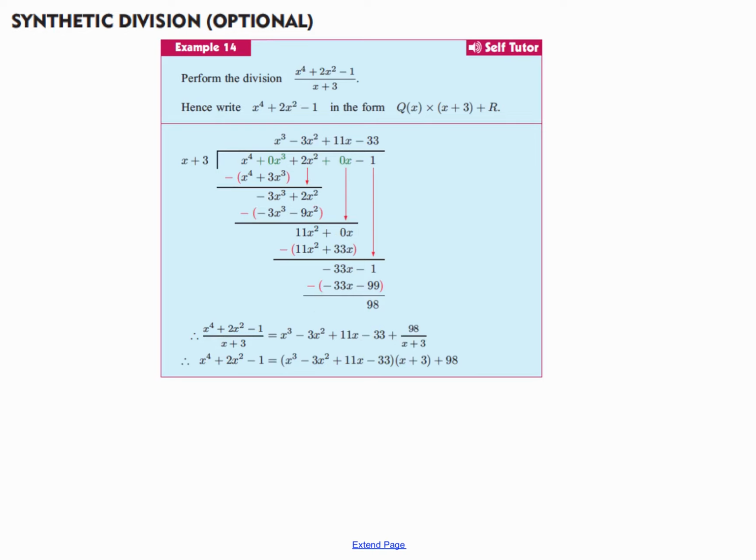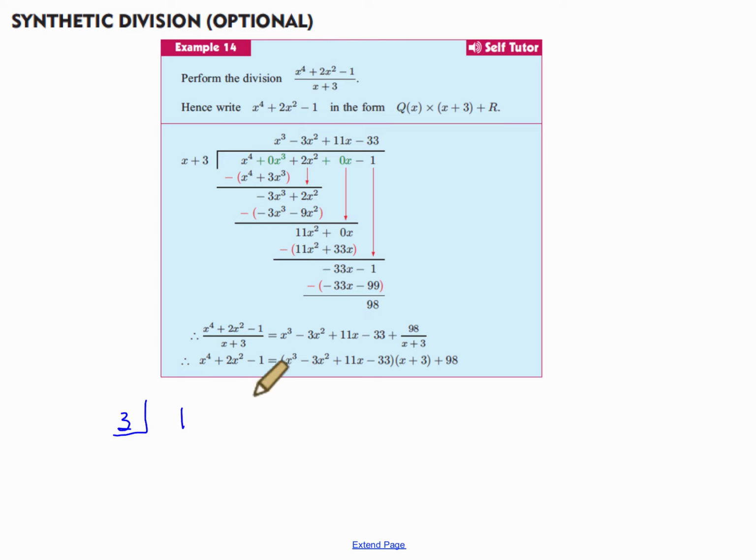Let's try one more. Okay. So this time, our root or our solution to x plus 3 equal to 0 would be -3. So I'm going to start with a -3. Then I'm going to list the coefficients. x to the 4th, the coefficient is 1.